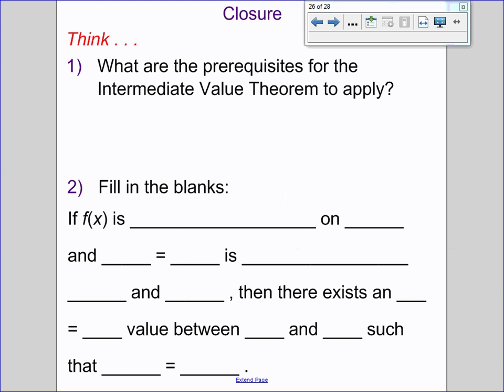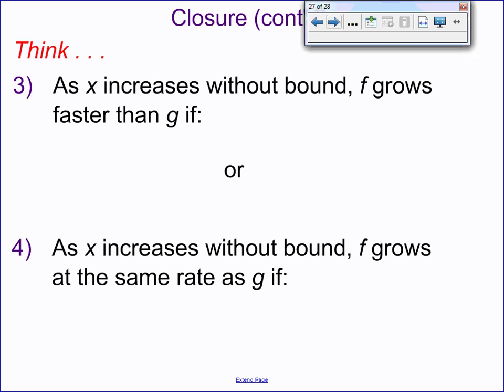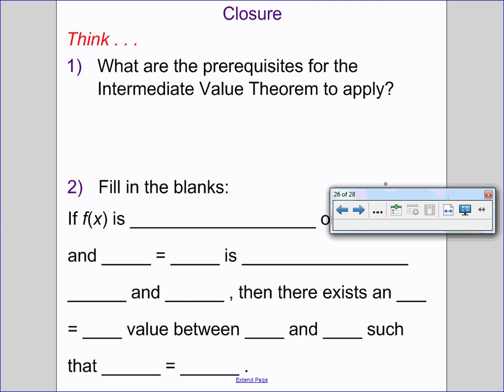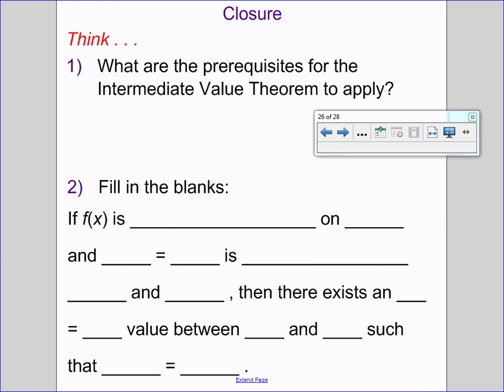So what are prerequisites for the intermediate value theorem to apply? Be ready to share. I wanted to provide a template to make sure that if you're applying the intermediate value theorem on your test, the prerequisites are satisfied. As x increases without bound, f grows faster than g if, and we've got two different statements for that. And finally, f and g grow at the same rate if what's true. So a written response for each.